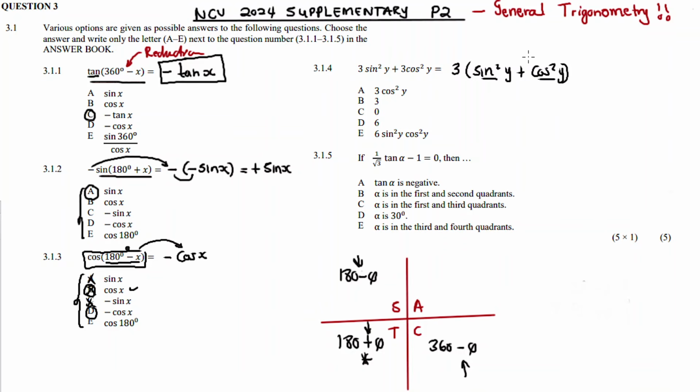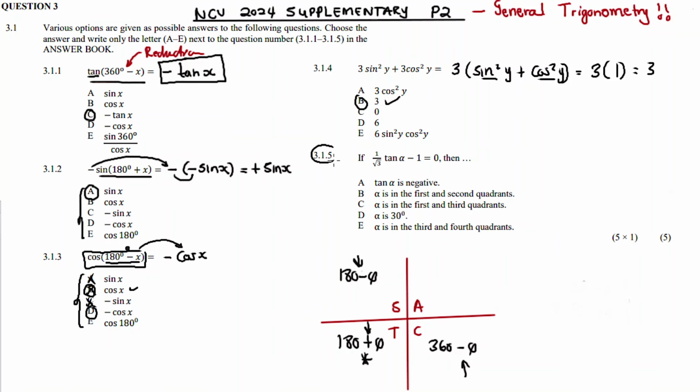This is an identity, right? This is a squared identity that produces a 1. So sine squared plus cos squared gives us a 1. So 3 times 1, that is 3. So B is the answer to this question.